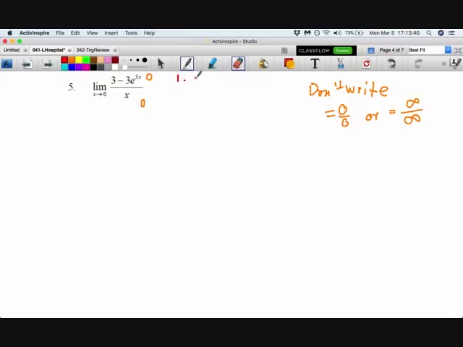Step 1, limit as x goes to 0 of 3 minus 3 e to the x, equals 0. You probably already did this check in your head if you're writing this down. I know it feels ridiculous.